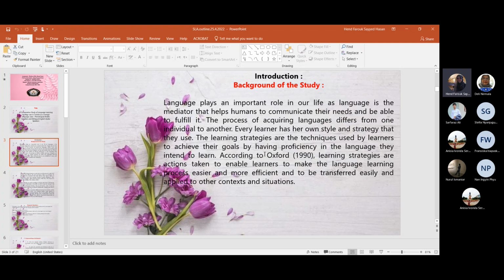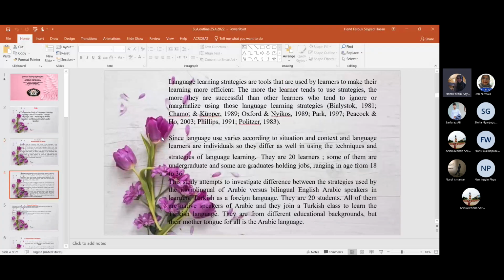So having individual differences takes us to the fact that maybe monolingual speakers versus bilinguals have different strategies used. So language learning strategies are tools used by learners to make the learning more efficient. The more the learner tends to use strategies, the more they are successful.